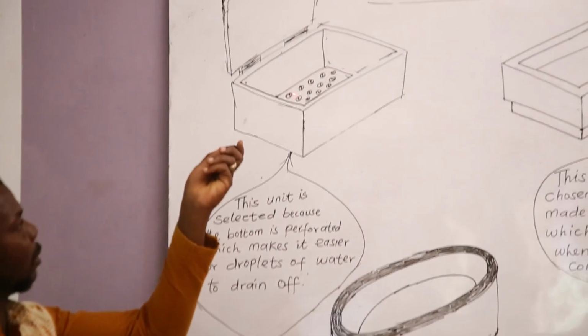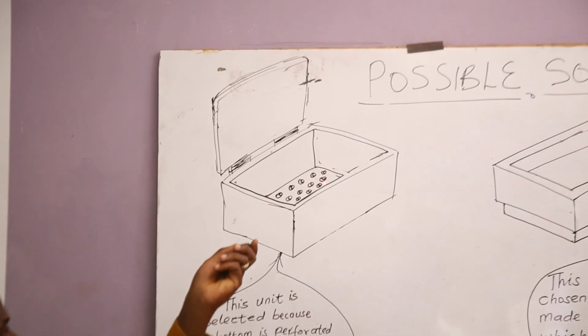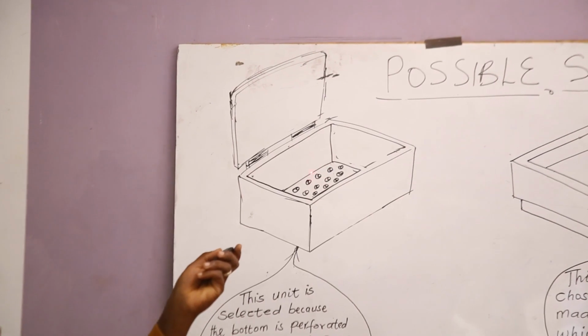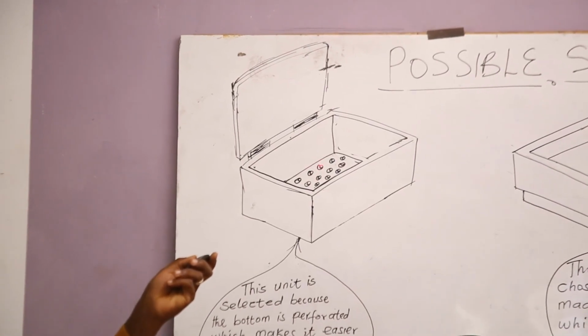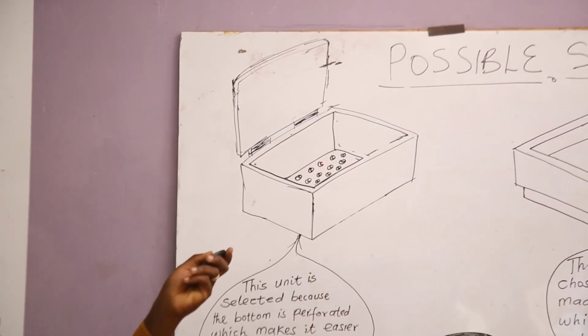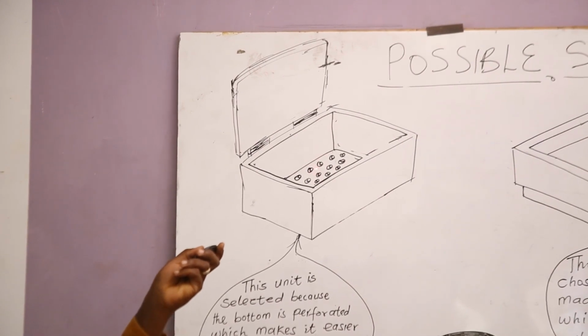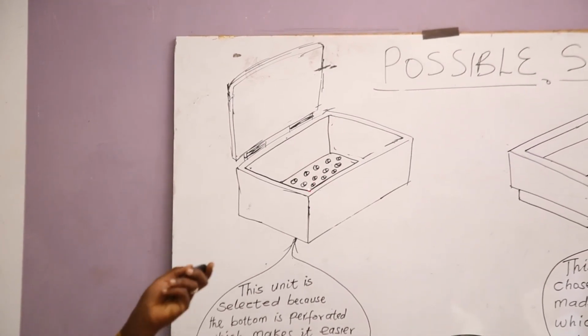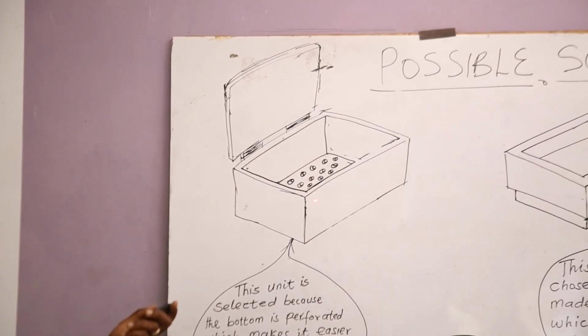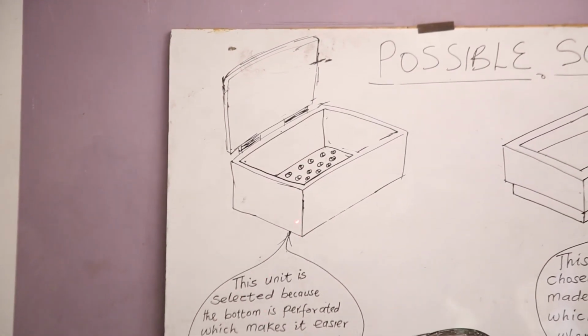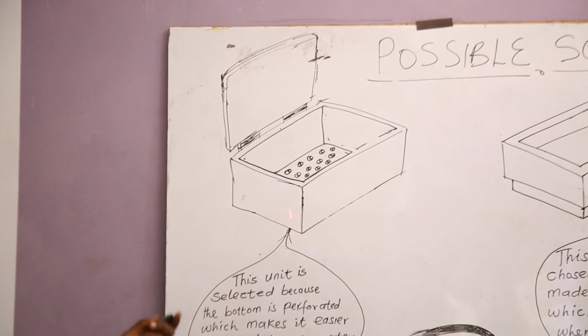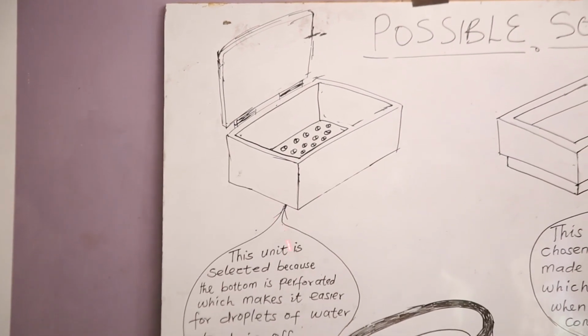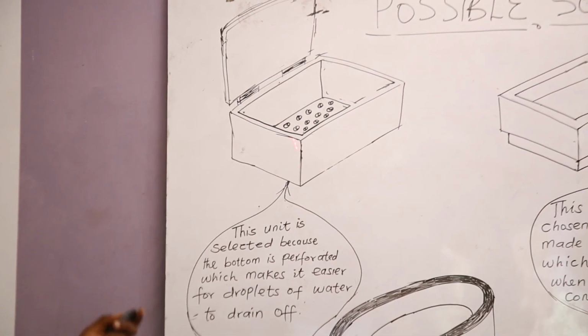So when you look at the bottom of it, these are holes. And you are talking about soap that you want to keep, so that after you have used it, it has a lot of moisture on it. And when you put it there, the moisture or the droplets of water, you have created ways in which they will drain off, keeping your soap dry. So this is a very classic reason why a designer would go in for this kind of a unit.